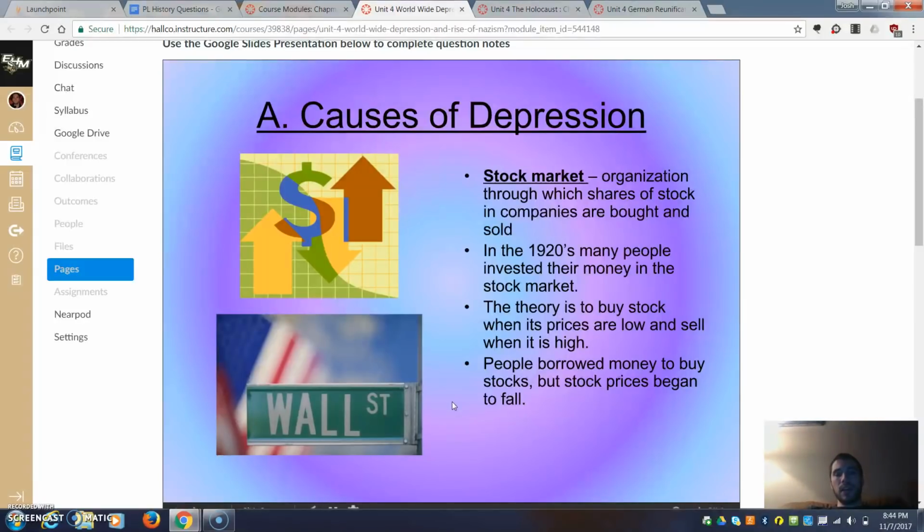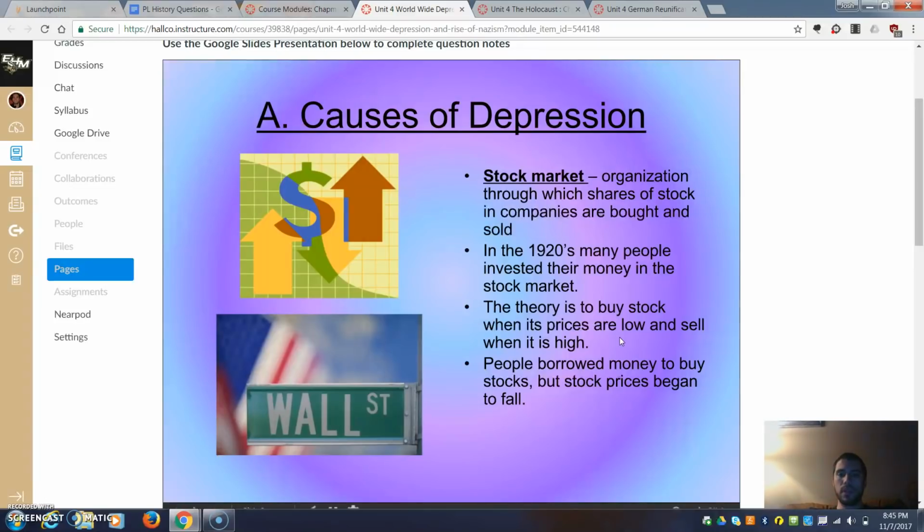In the 1920s, many people invested their money in the stock market. The theory is to buy the stock when prices are low and then sell them when they're high. So buy low, sell high, right? Think about it. If I buy a stock for 10 cents, which is really low, and it rises to $500 and I sell it then, I've made $500. And if I bought 20 stocks at 10 cents apiece and they went up to $500 each, I've made a ton of money, right?